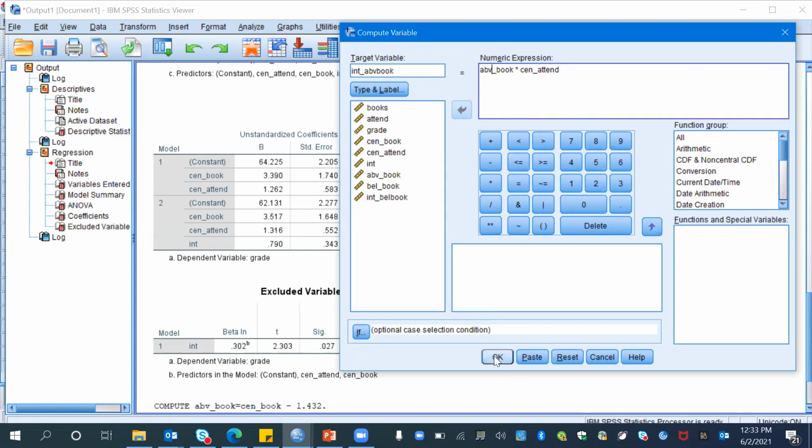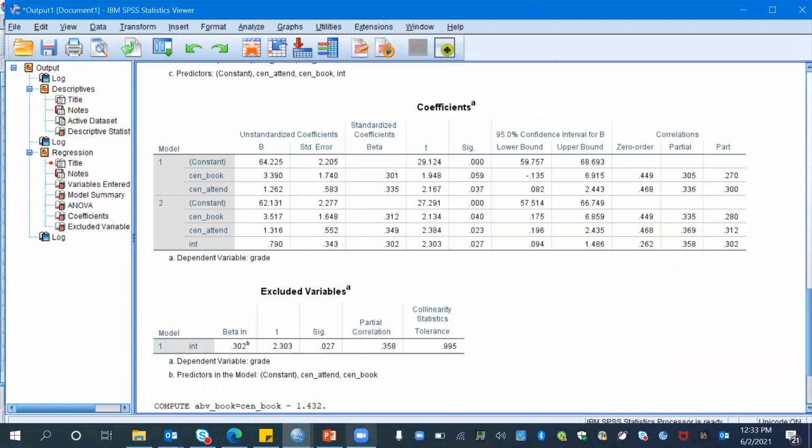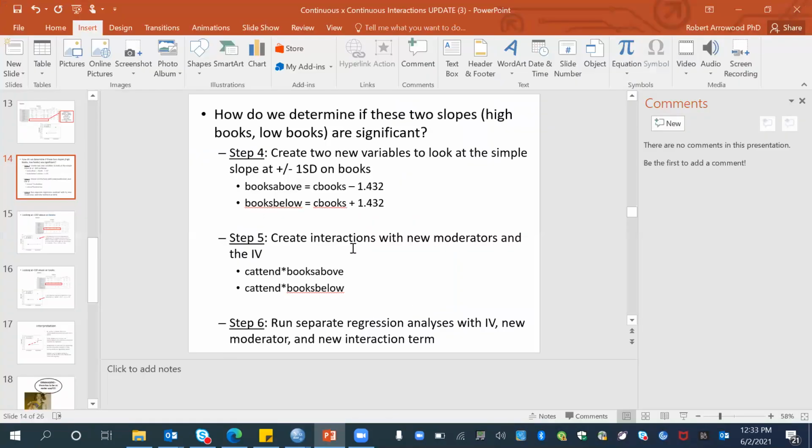I'm going to do the same thing with above book. Okay, so now we have that. And now we're going to run new separate regression analyses to see how these interactions are working.